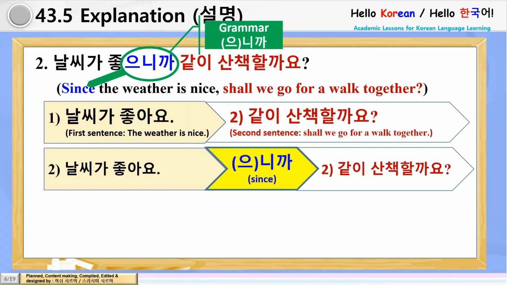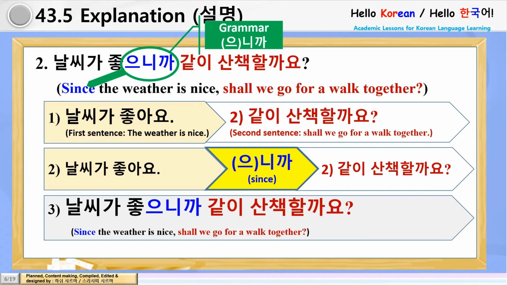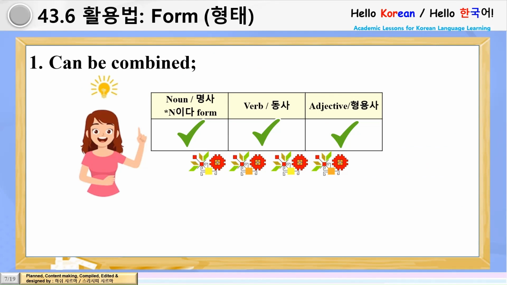Now can you connect these two sentences with -(으)니까 grammar to express the reason in the first part? Try, everyone. Yes, correct. Number 3 will be 날씨가 좋으니까 같이 산책할까요? Since the weather is nice, shall we go for a walk together? Can you find out the -(으)니까 meaning is coming as since to express the reason? Clear, everyone? Next, for the conjugation rules, it can be attached with all three: nouns, verbs or adjectives. Noun with only the predicate 이다 form.